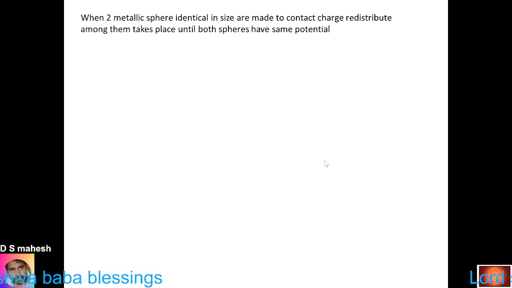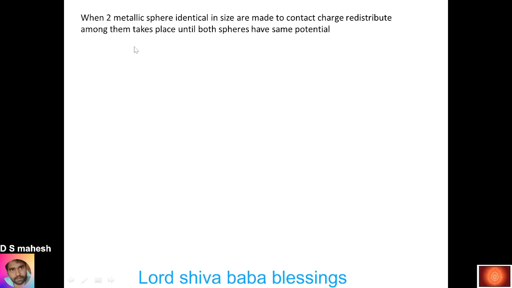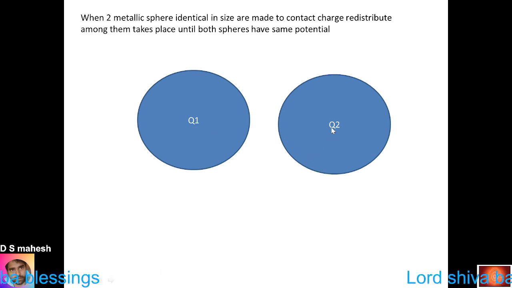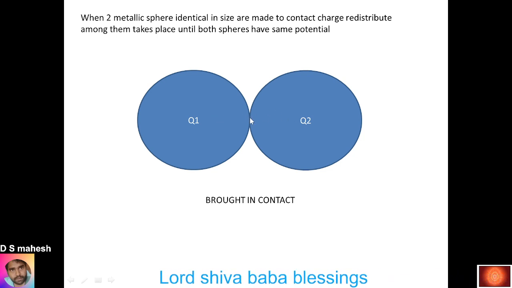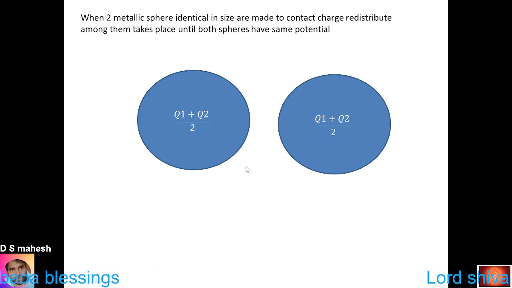So let us consider an example. When two metallic spheres identical in size are made to contact, charge redistribution takes place among them. Let us consider two spheres, where sphere 1 has charge q1 and sphere 2 has charge q2. When we bring them into contact, charge redistribution takes place in such a way that when we remove them, each will have (q1 plus q2) by 2. So this is the charge redistribution.